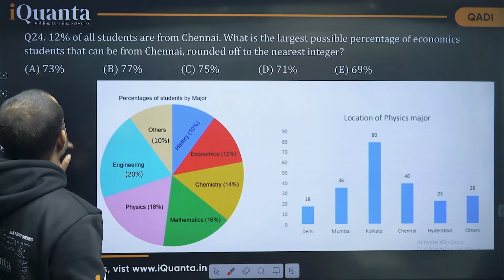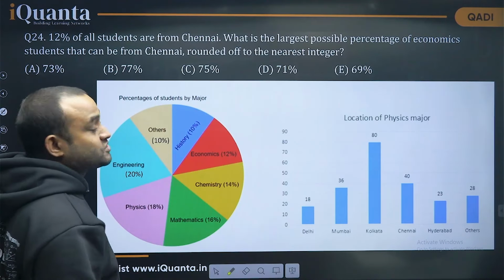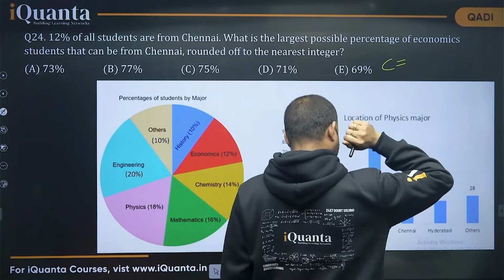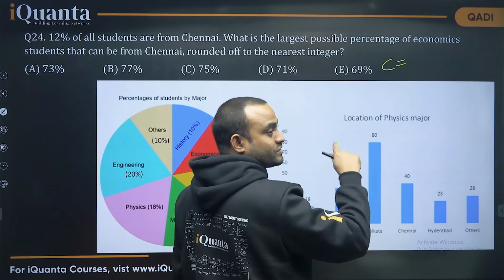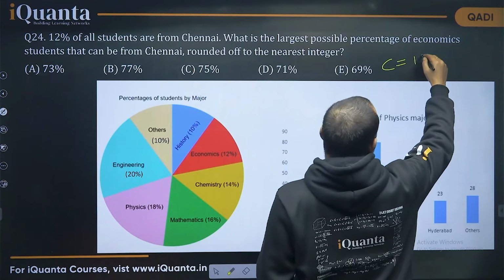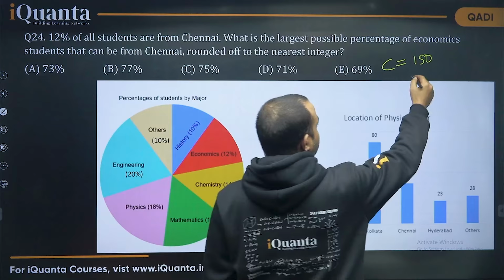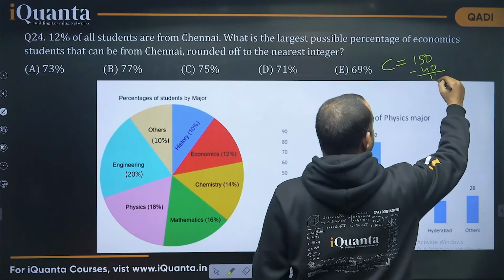Next one, it says 12% of all the students are from Chennai. So Chennai, 12% of all of them. 10% is 125, 2% is 25, so 150. Out of these 150, 40 are in physics majors. Subtract this 40, we get 110.